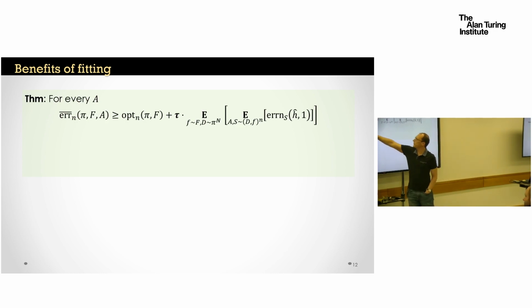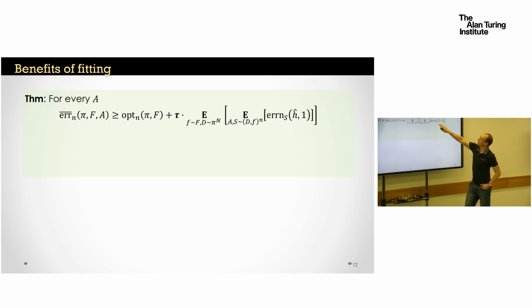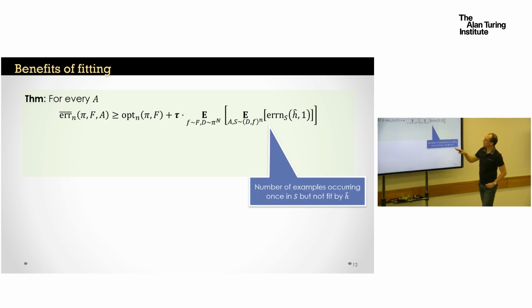What we'll show is that for every algorithm A, it doesn't matter what the algorithm is, its expected error, as we defined, is lower bounded by the best possible, by the optimum, plus some term, which is basically just the same expectation over the data generating process, expectation over the data set. But now we'll be looking at this term, which is the number of examples which occur only once in the data set S, but are not fit by the specific model H, which is output by the algorithm.